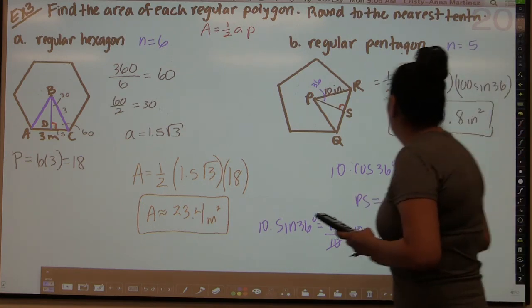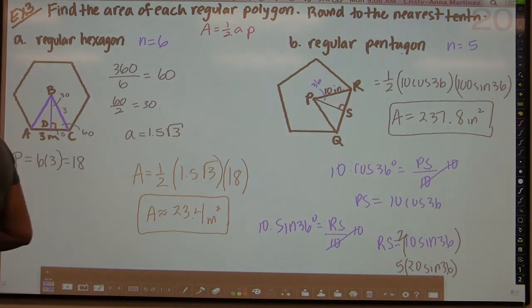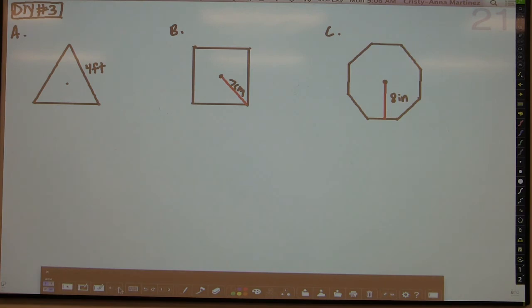And that is how you use the trigonometry to find the missing side lengths when you need to. So now we're going to let you try these 3 little guys. And then we're going to go to the part of our lesson that deals with composite figures.